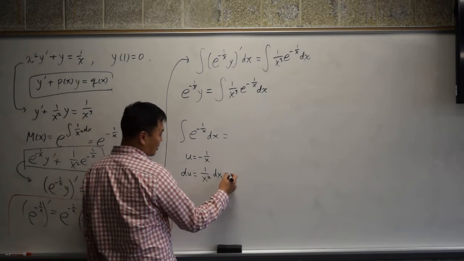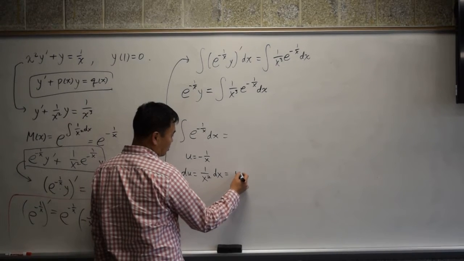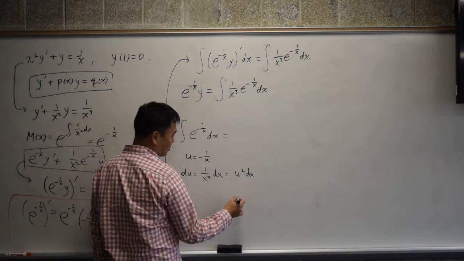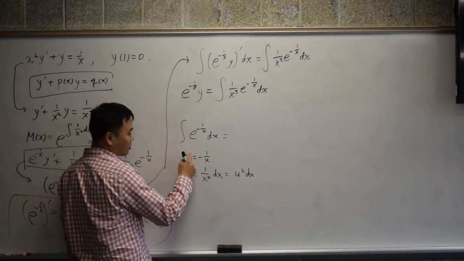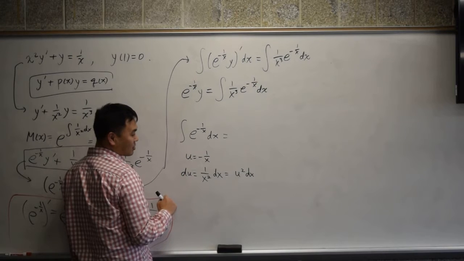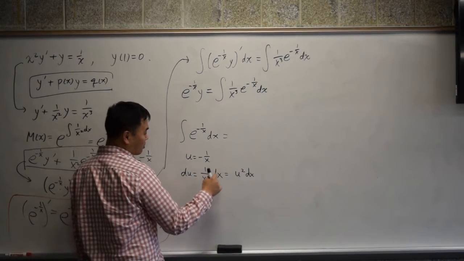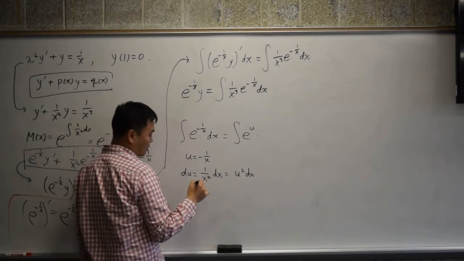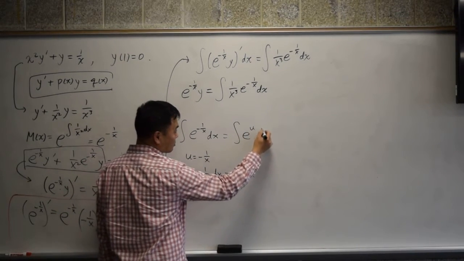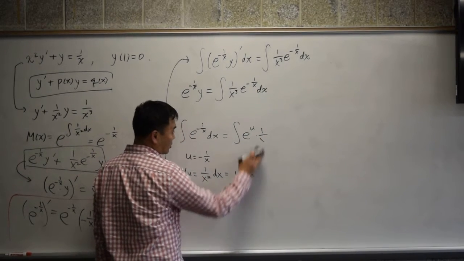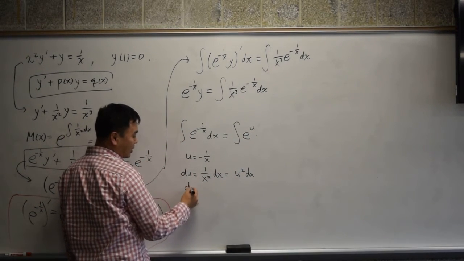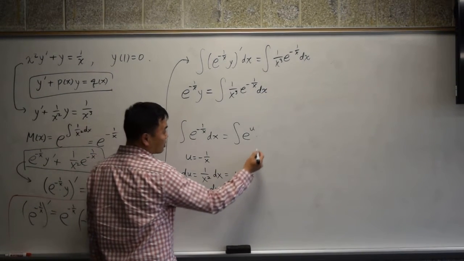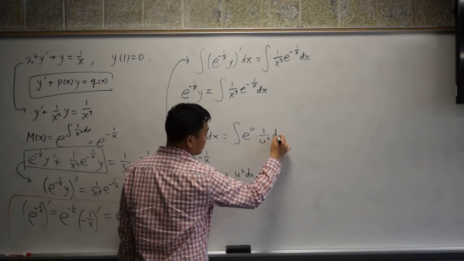Therefore, this is like u squared dx. Because if you square both sides, u squared is 1 over x squared. And therefore, you can rewrite this as the integral of e to the u times 1 over x squared. Sorry, if you solve this for dx, you get dx equals du over u squared. So it's 1 over u squared du.